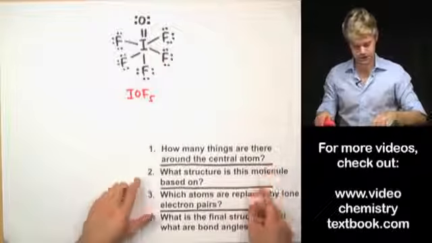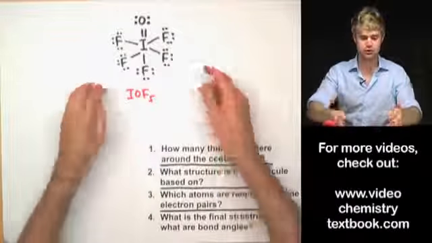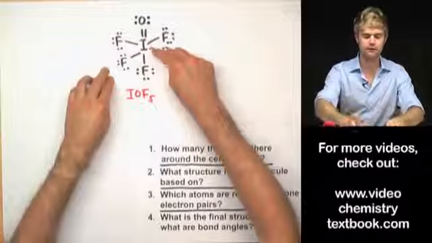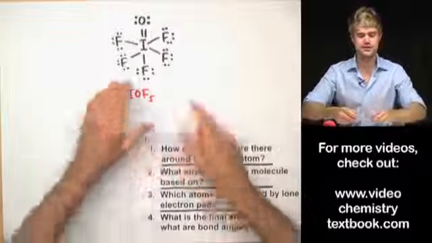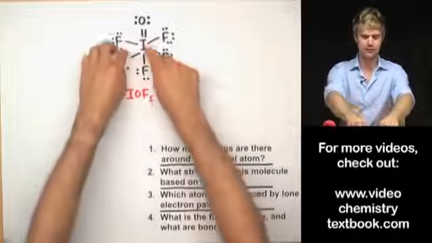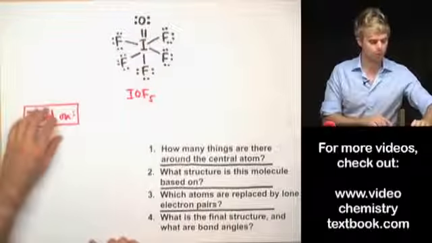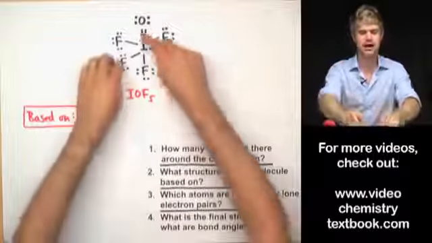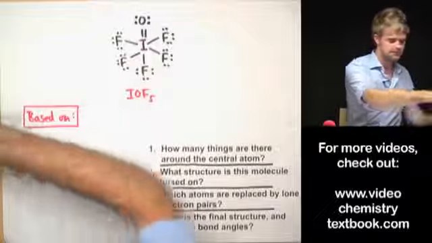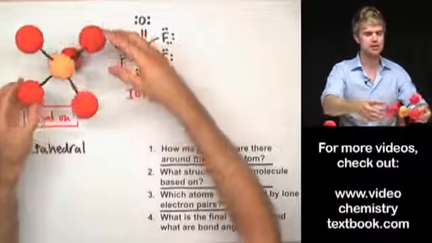IOF5. First thing we ask, how many things are there around the central atom? There are 1, 2, 3, 4, 5, 6 bonds. Remember, double bonds, single bonds, they count for the same. 6 bonds around this central atom. So, what molecule is it based on if there are 6 bonds, 6 atoms around the central atom? It is based on an octahedral molecule.